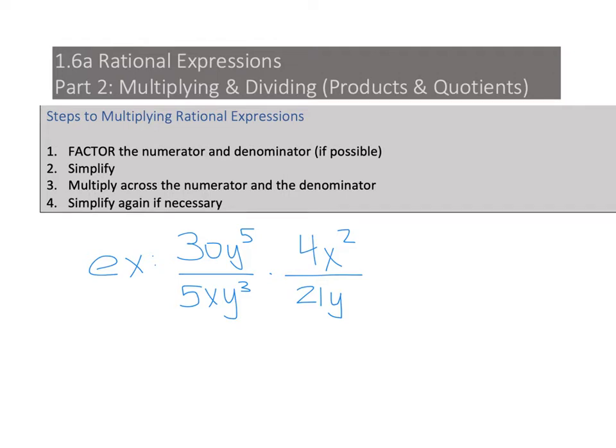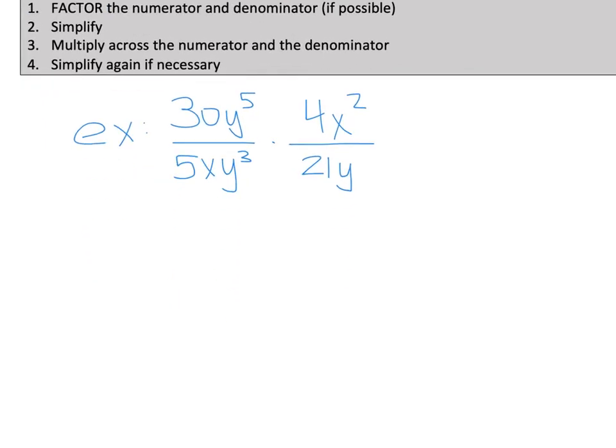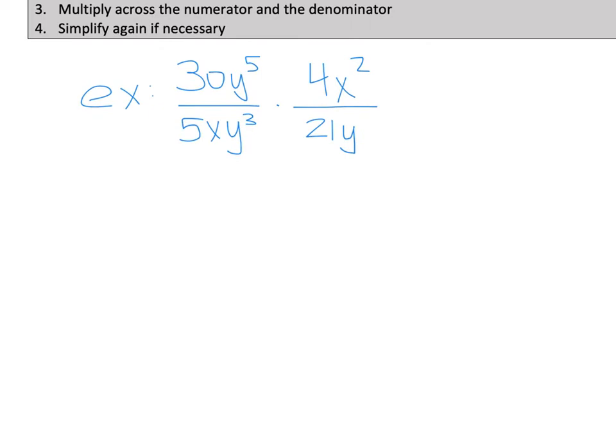So let's look at this example. There's nothing to factor in this one, but we are able to cancel some common factors. If we look at the 30 over 5, there's a factor of 5 that goes into both of those. So 5 into 30 gives us 6. 5 into 5 gives us 1. And now let's look at the y to the 5th over the y to the 3rd.